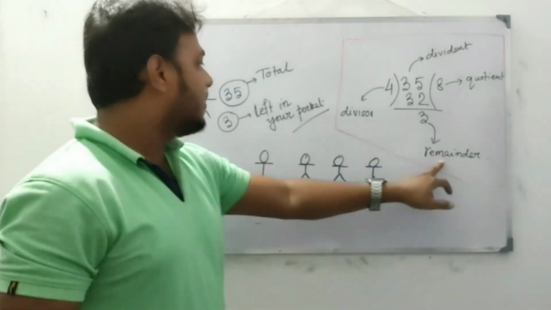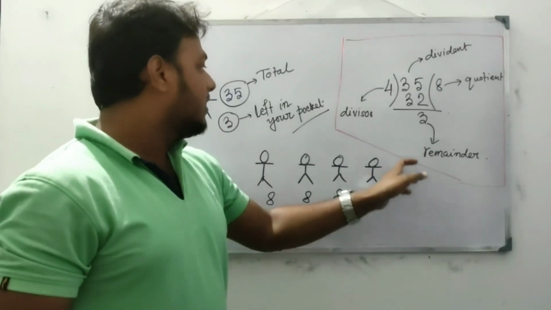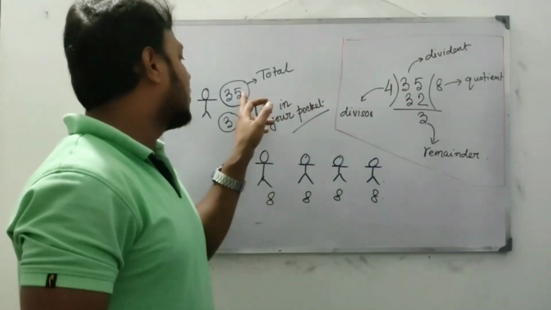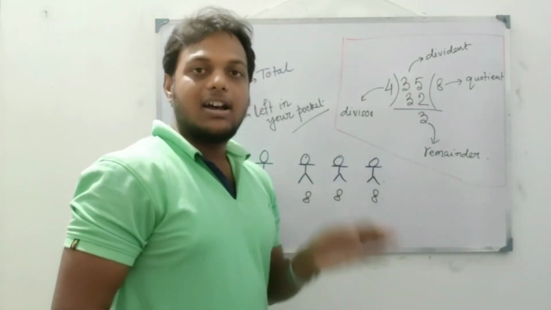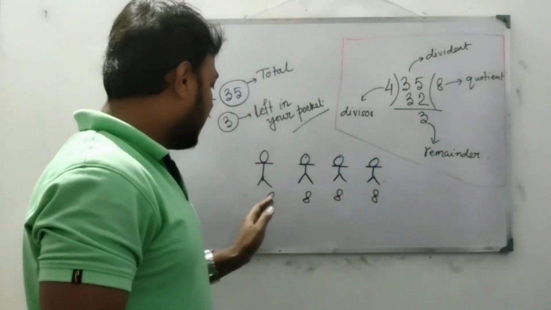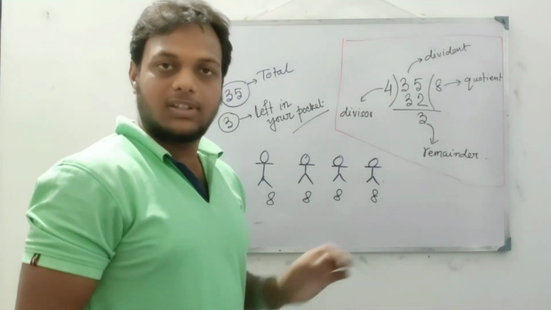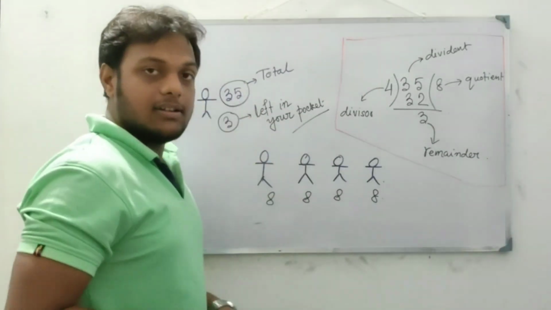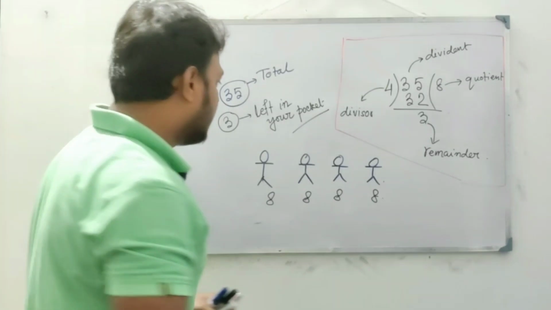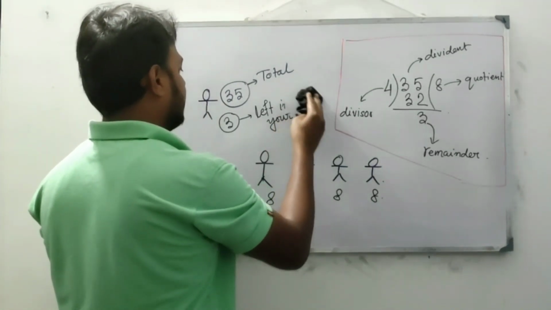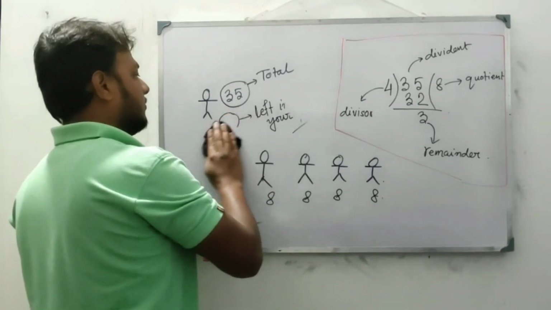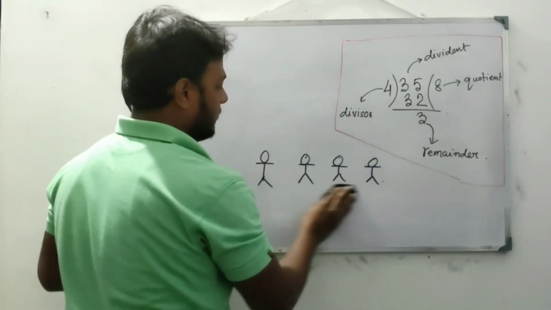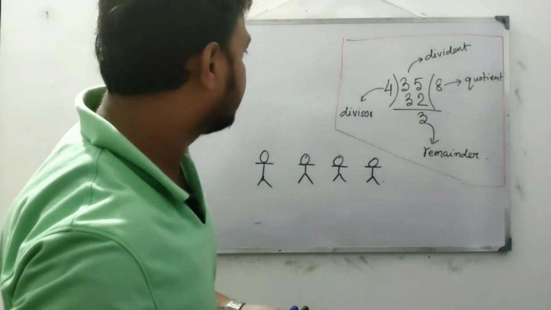So this 3 is called the remainder, and the number of students is our divisor here, and dividend means our total number of chocolates, and quotient means how many chocolates each of the students got. Clear? So I hope you get the idea. After that I am asking you a question, from the concept of the previous story.